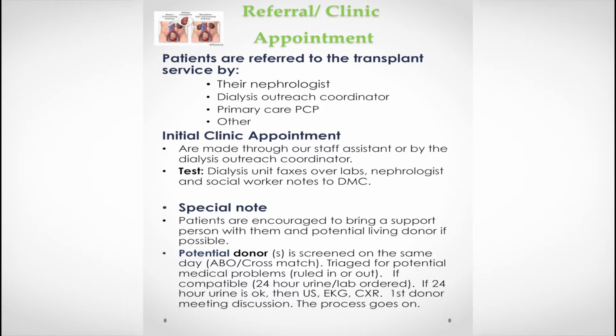So how do we get patients into our clinic to see us? They are referred by the nephrologists, the outreach coordinators bring patients in, and some patients are referred by their primary care PCP. Others are just walking in, they call, they want to know more about transplant. Our initial clinic appointments are made through our staff assistants or by the dialysis outreach coordinator. Most of the time before the patient comes to us, the dialysis units are faxing over all the information that they can about the patient. Labs, nephrology consults, social worker notes.